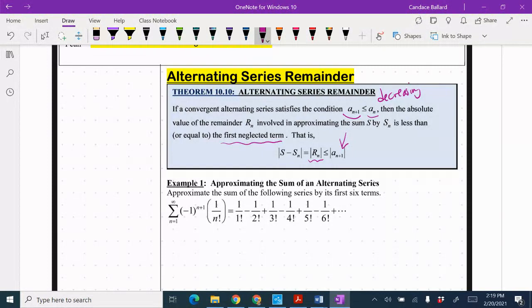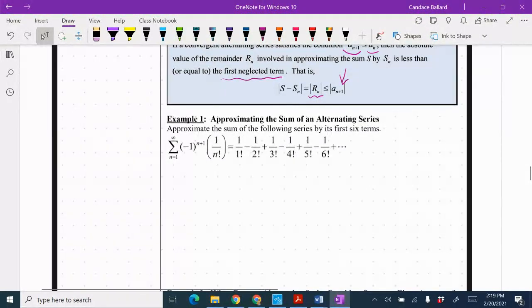In order for us to have an alternating series error bound, it has to satisfy the conditions of an alternating series, meaning the limit as n approaches infinity of a sub n has to equal 0, and I have to have decreasing terms. So this first one here, we are supposed to approximate the sum of an alternating series.